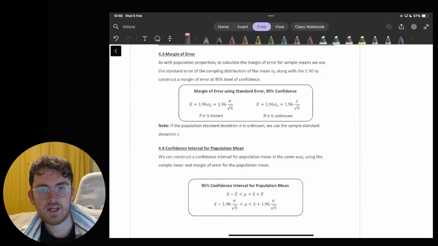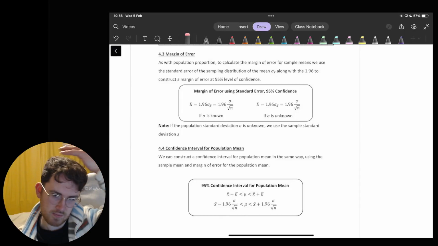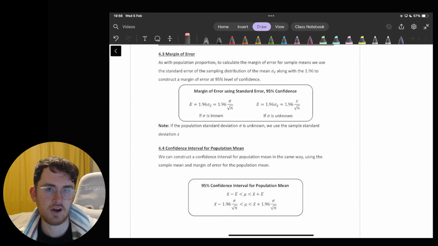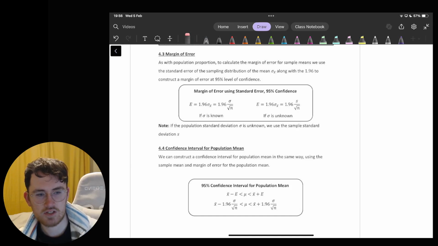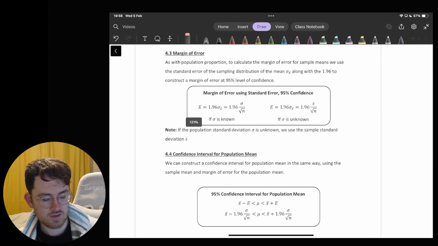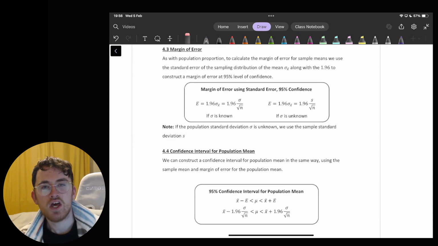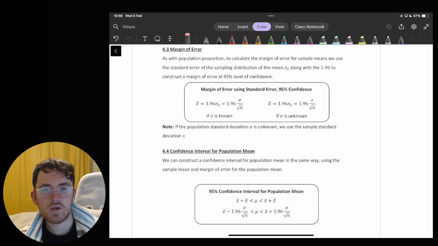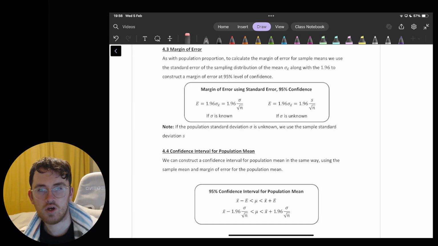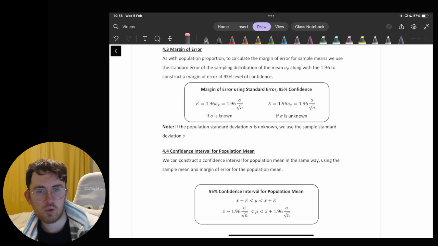Okay, so looking at population mean. We want to apply the same idea of a confidence interval. I'm conscious that we're not necessarily watching these in order or relating them back to each other. So a confidence interval again is a range within which we think the true value will lie.